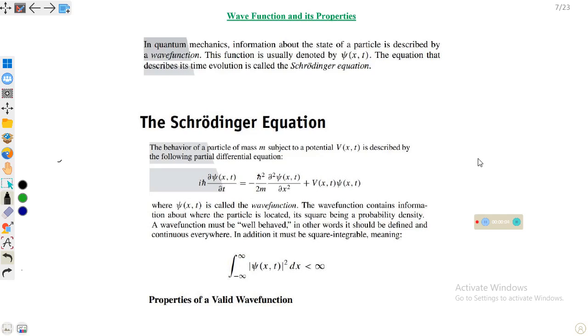Assalamu alaikum, dear students. Welcome to the lecture of quantum mechanics. In this lecture, we will discuss the wave function and its properties. The first question is: what is a wave function?